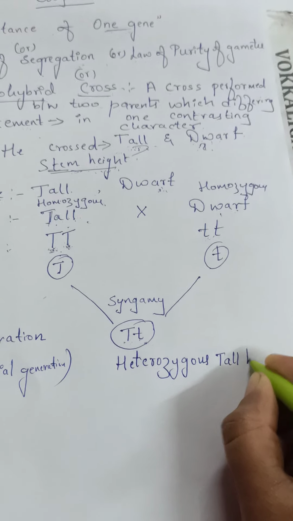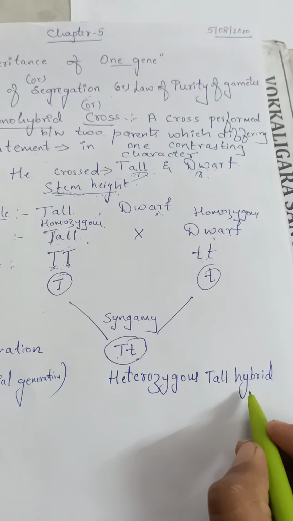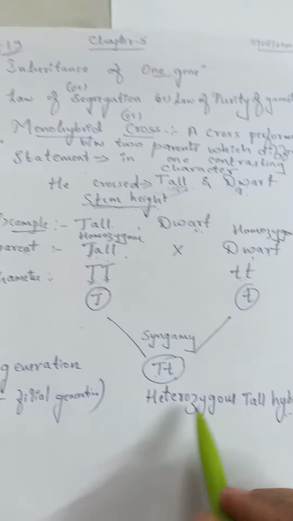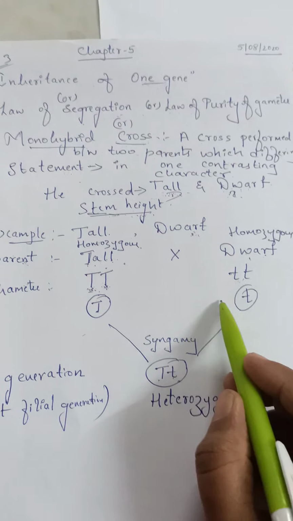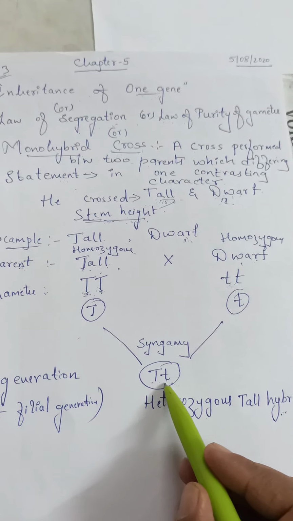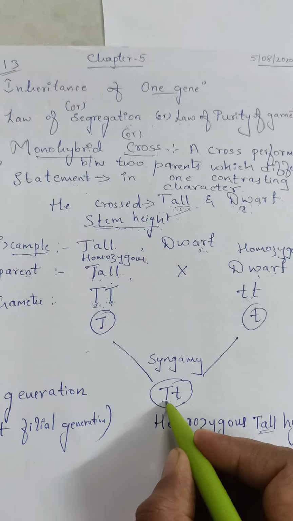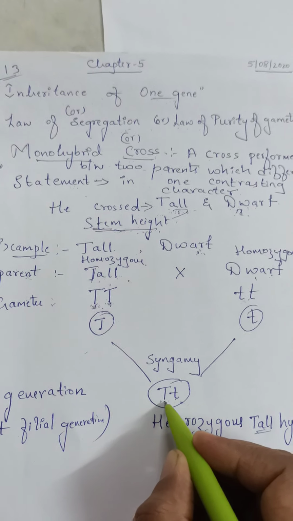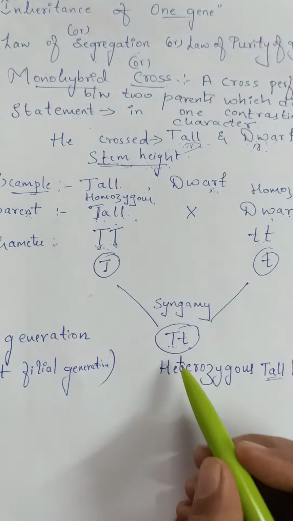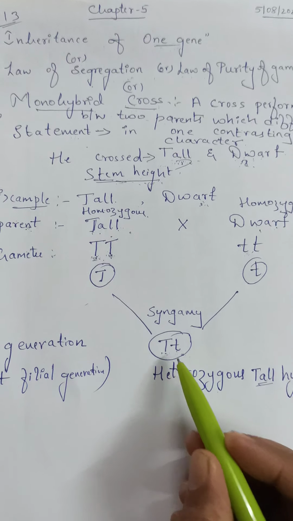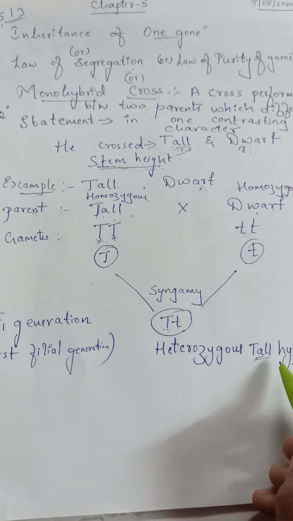This is a heterozygous tall hybrid. Hybrid means the first generation obtained by the syngamy of parents. Heterozygous means two alleles are different. Why we write tall: if one capital T is present, that is enough to express the dominant character. So one capital T and one small t is a heterozygous tall hybrid. This is the first step.